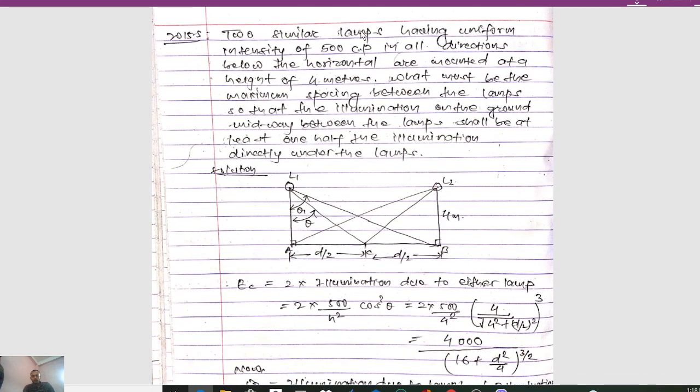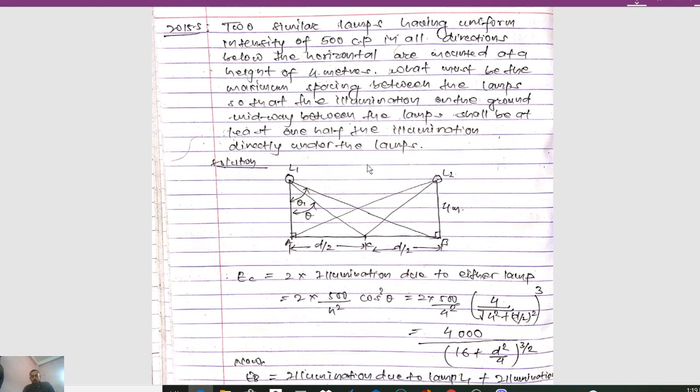Here, two similar lamps having uniform intensity of 500 candle power in all directions below the horizontal are mounted at a height of 4 meters. What must be the maximum spacing between the lamps so that the illumination on the ground midway between the lamps shall be at least one half the illumination directly under the lamp? So this numerical is quite similar to the numericals solved in the first examples.